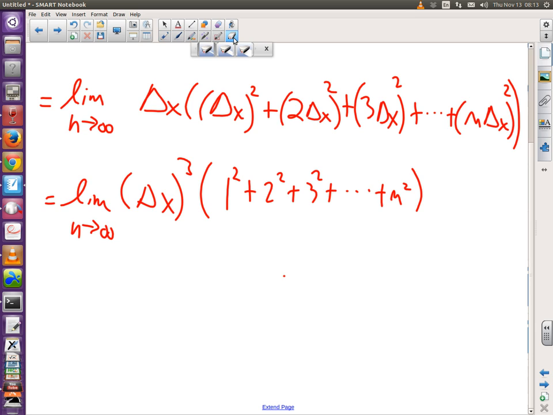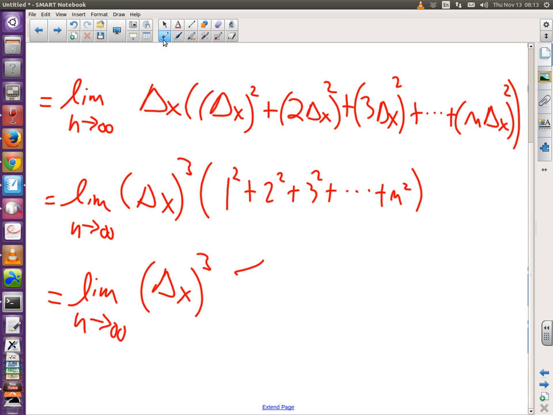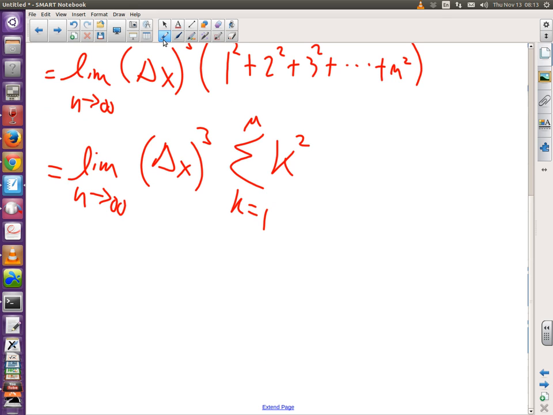So what are you going to do with that? Substitute in the formula, isn't that what we just said? It's delta x cubed times sigma as k goes from 1 to n of k squared. Okay, so let's simplify stuff.